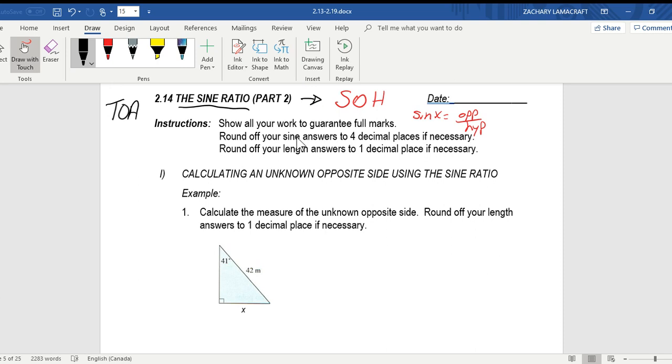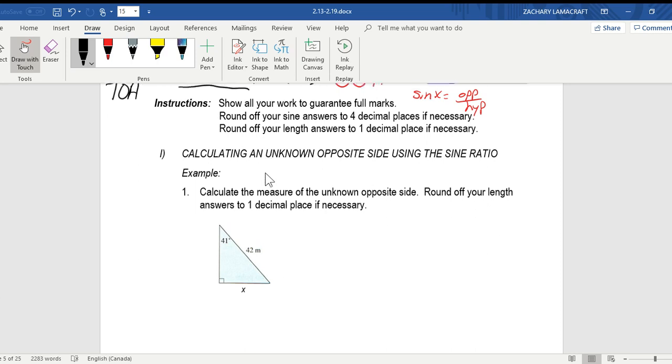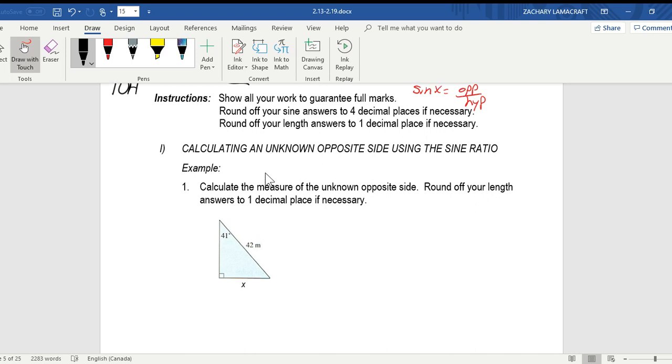Our job is going to be finding unknown sides and angles using the sine ratio. The instructions are as follows. Show all your work to guarantee full marks. Round your sine answers, those decimal answers, to 4 decimal places if necessary, and round your length answers to 1 decimal place if necessary. The one that's not in there is angle measures: round to the nearest degree. I saw some people on their Jamboard putting like 32.2 degrees. It's just 32 degrees, okay? That's what we're going to work with.